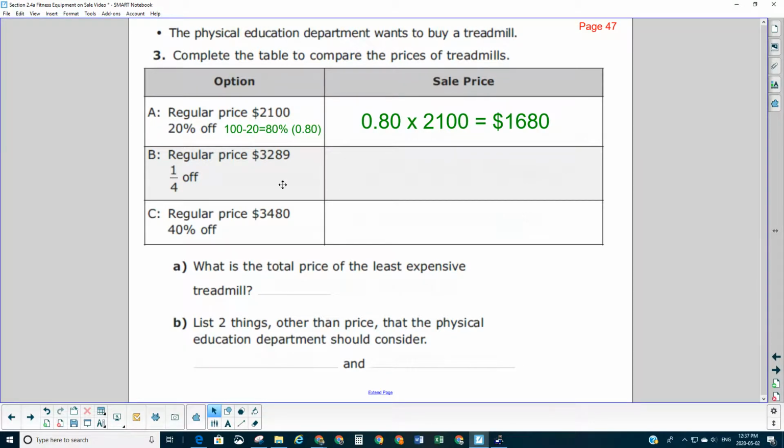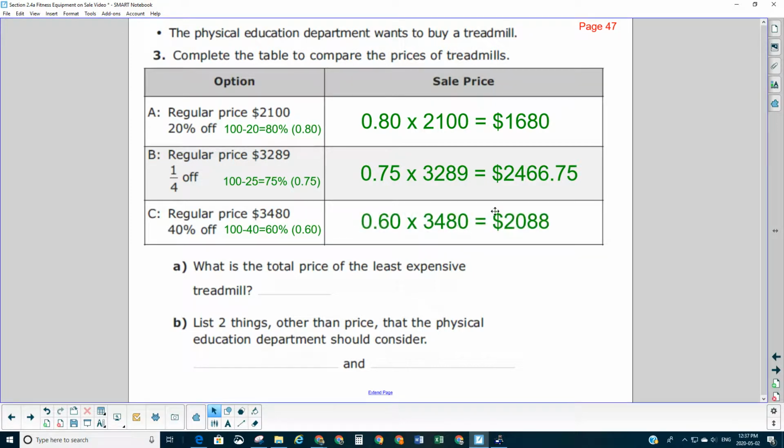All right, let's see how you did. A quarter off means 25% off, so that means you're actually paying 75%. So we're going to go 0.75 times the regular price, and get that this treadmill will be $2,466.75. For C, 40% off means 100 minus 40 is 60. You're paying 60% of the price. So 0.6 times the regular price, and this one is $2,088.